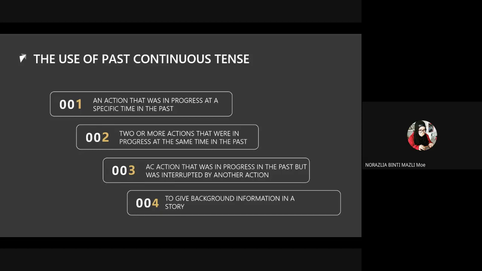Ni yang tadi tu, while I was something, my brother was something gitu. Number three ni, an action that was in progress in the past but was interrupted by another action. So for example, I was working when my student called me. Macam tu. Dia ada dua benda, I was interrupted by something. Okay, number four, to give background information in a story. So usually for you to write narrative essay, cerita story, kita akan bagi background information kan. So kita guna past continuous tense. Okay, continue.